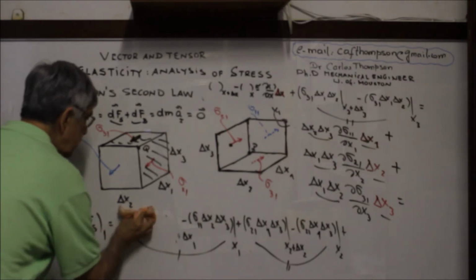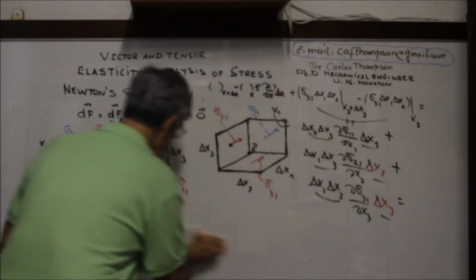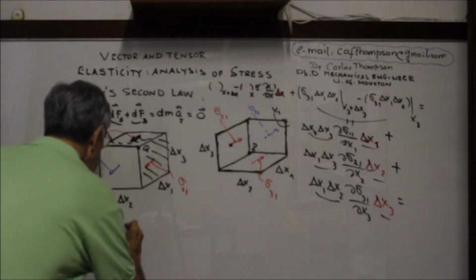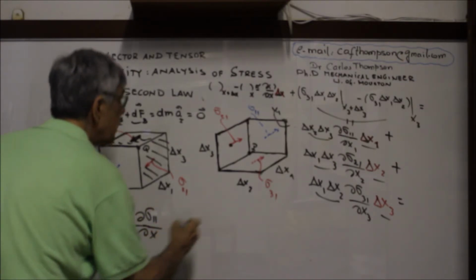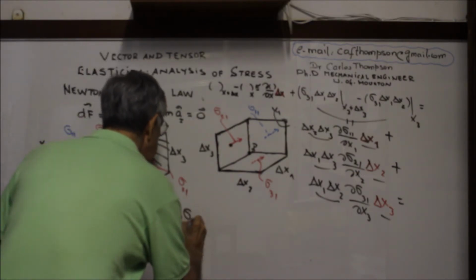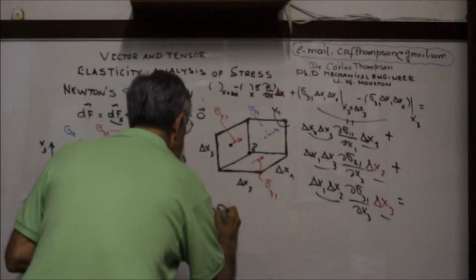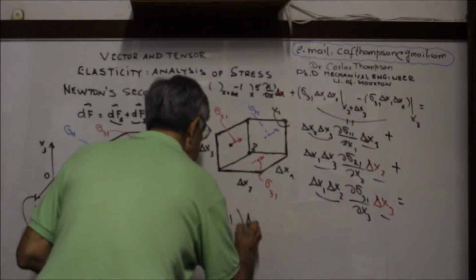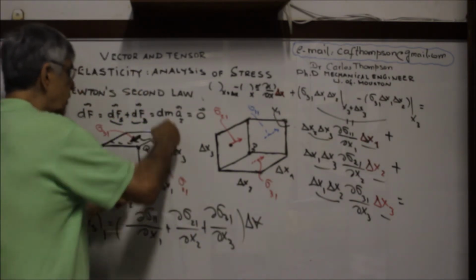dfs1 will be, now I write down here, just easily, partial of sigma 1,1 with respect to x1 plus partial of sigma 2,1 with respect to x2 plus partial of sigma 3,1 with respect to x3, times delta v. Because delta v is delta x2, delta x1, delta x3.